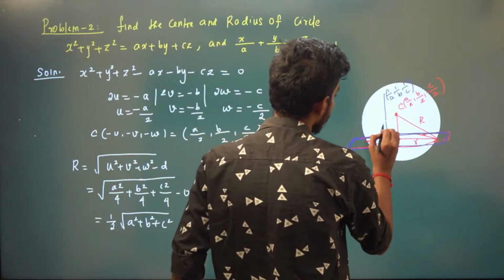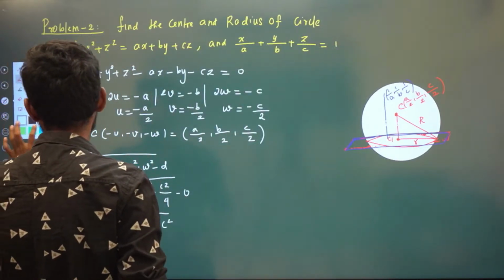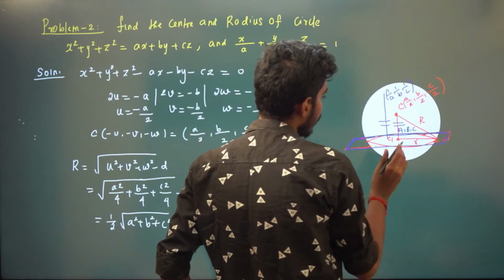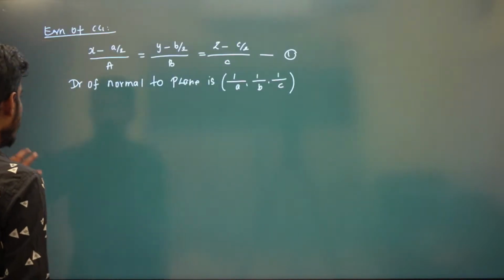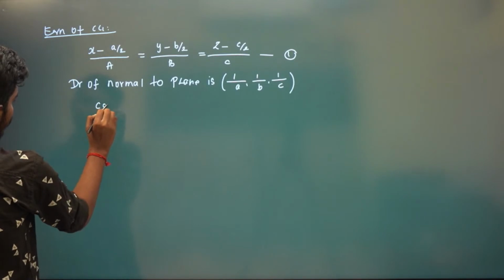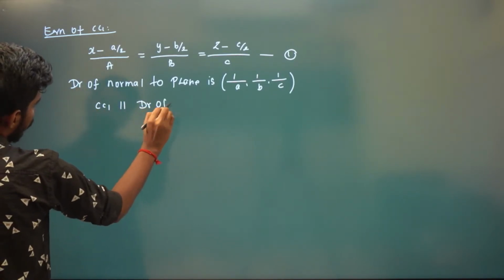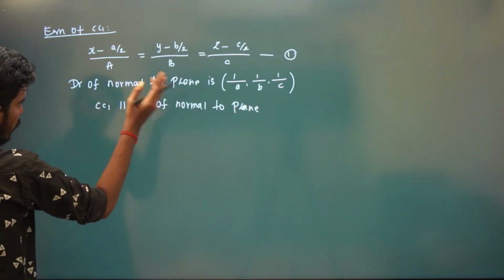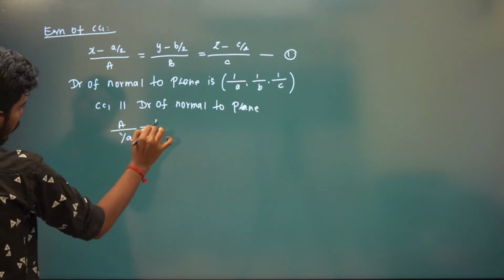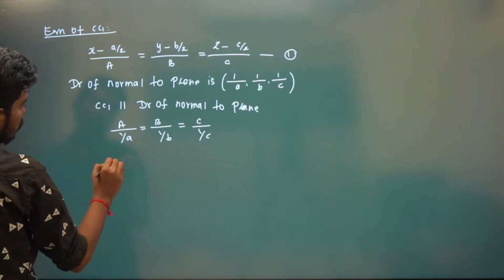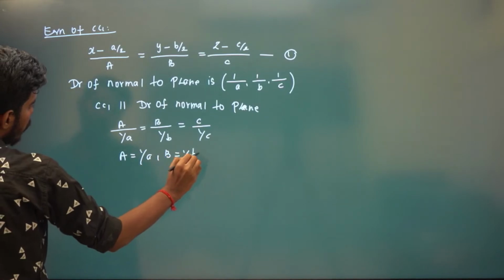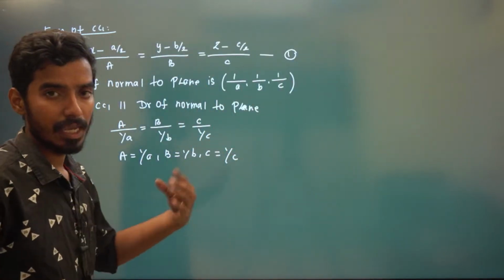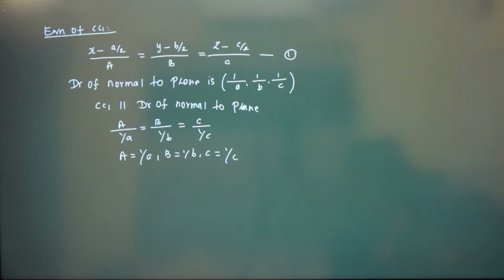Now they are parallel, right? So these two direction ratios are parallel. That means we have assumed that this has direction ratio capital A, B, C, and this has direction ratio 1 by a, 1 by b, 1 by c. So CC1 is parallel to the direction ratio of the normal to the plane. So the corresponding direction ratios are proportional: A divided by 1 by a, B by 1 by b, C by 1 by c. That means A is 1 by a, B is 1 by b, C is 1 by c. This direction ratio need not be unique. You can say all are equal to k, so k by a, k by b, k by c can also be the direction ratio. I am putting k equal to 1 because it need not be unique.